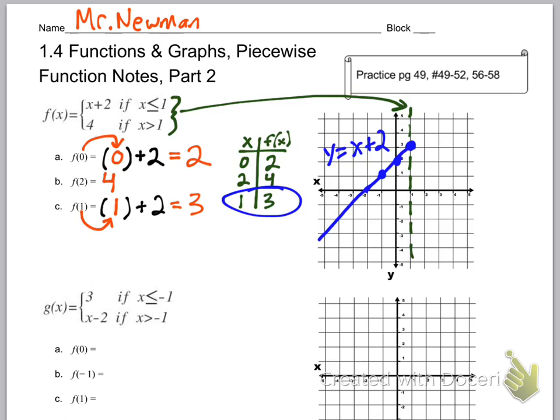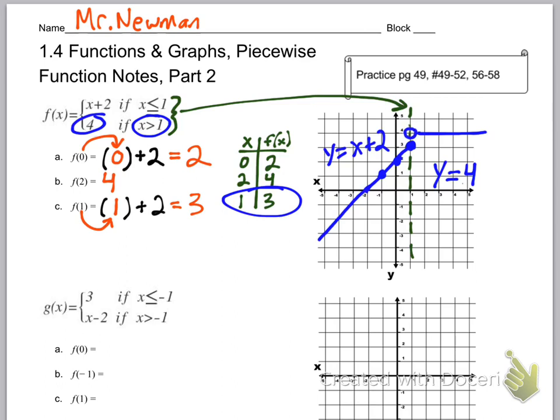All right. Now for the right side, we're going to graph y equals 4 because that's where x is greater than 1, on the right side of that dashed line. And to graph y equals 4, that's just a horizontal line at 4. So I'm going to draw my horizontal line, but I'm going to slow down as I get closer and closer to x equals 1 because the function does not actually exist at x equals 1, okay?